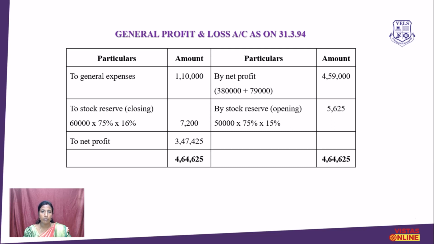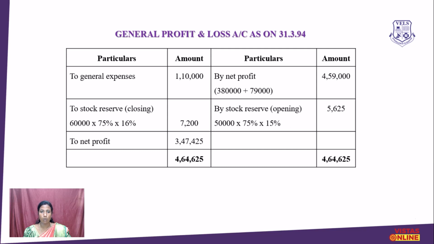Starting with, to general expenses 1,10,000. To stock reserve on closing stock, 60,000 into 75% into 16% is 7,200. On the credit side, net profit values 3,80,000 plus 79,000 equals 4,59,000. Opening stock reserve value is 5,625, that is 50,000 into 75% into 15%, already mentioned in the working notes. So the opening stock reserve is 5,625.